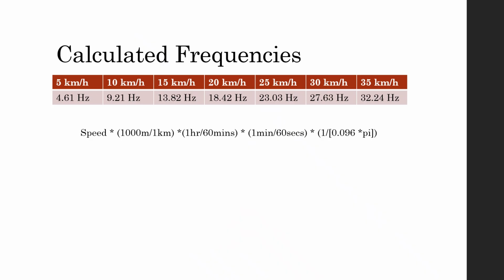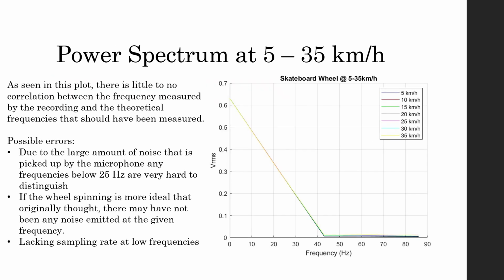Calculation, which is the conversion from speed in kilometers per hour to hertz, shows you the different calculated frequencies for each of the different speeds that the skateboard would be getting measured at, to basically set a benchmark of what to look for. However, unfortunately, when this data was actually plotted, you can see that there are no peak frequencies being shown where we thought they should be.